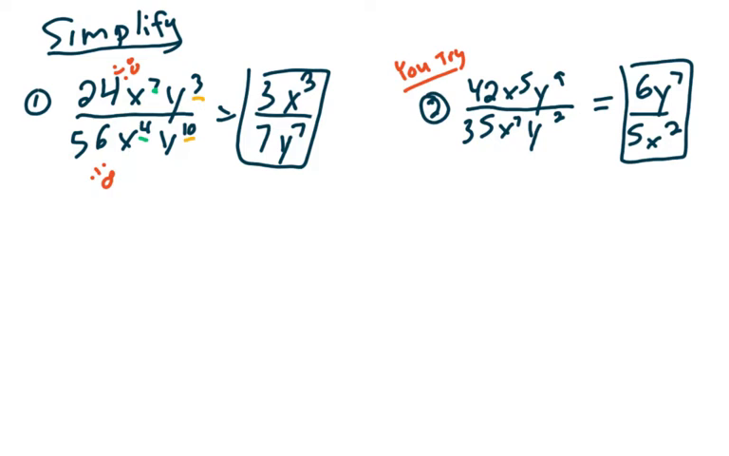All right, so for this one, you should have gotten 6y to the 7th over 5x squared. You reduce 42 and 35 by 7. When we subtract our x exponents, we get negative 2, so x goes on the denominator. Subtract the y exponents, we get 7, so that goes on the numerator.